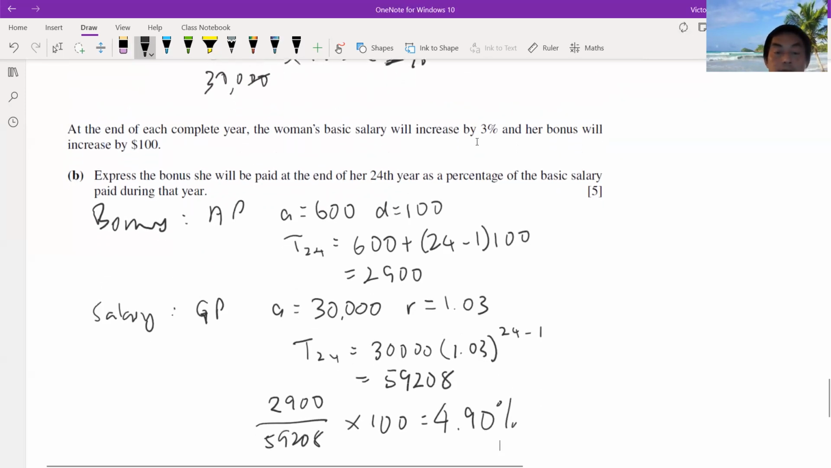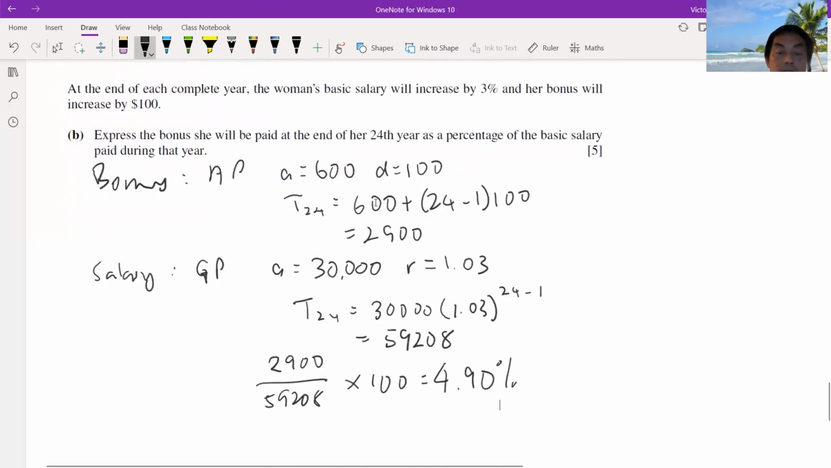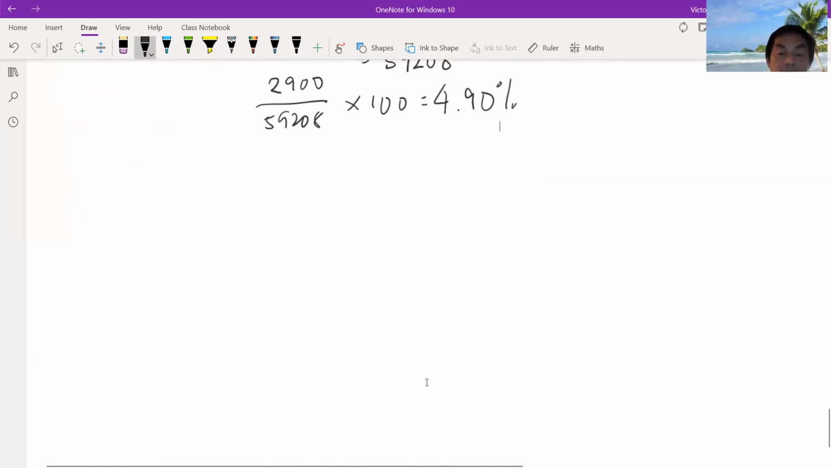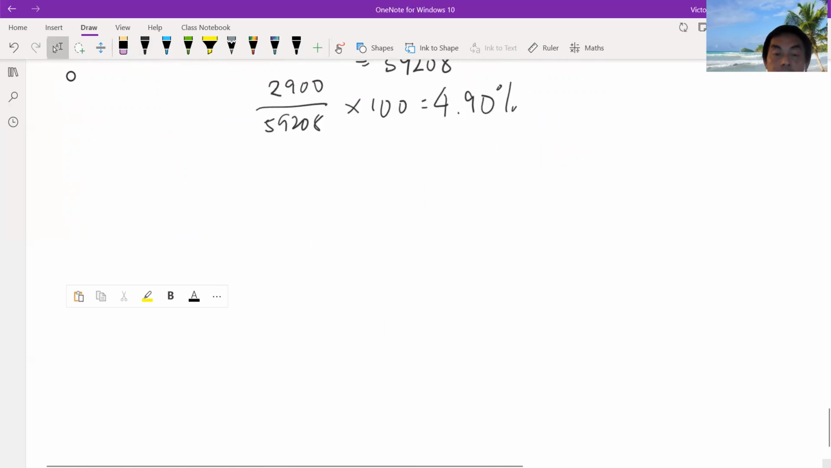Okay. So now the percentage of a bonus increases to 4.9%. Any other question in this? Okay, that's it. Let's go to the next question.